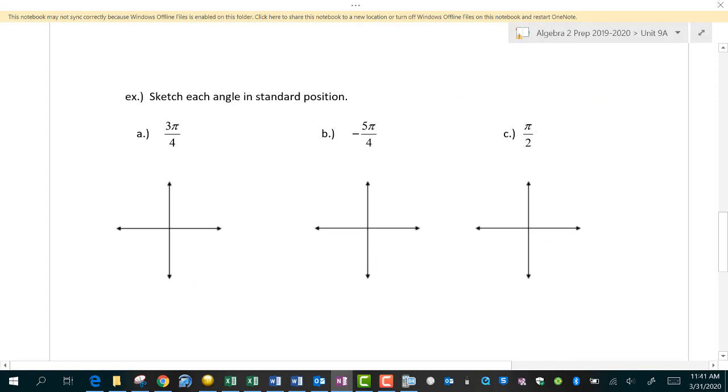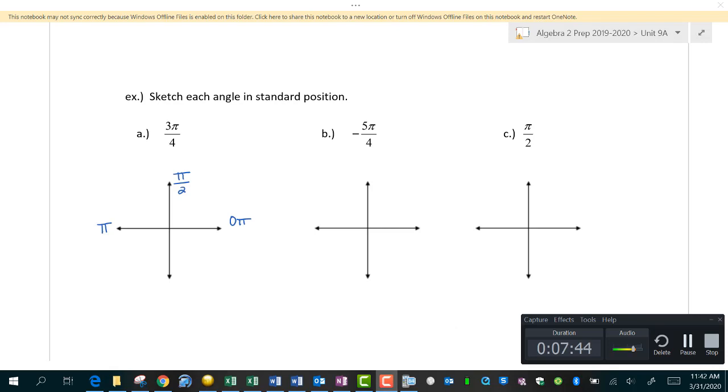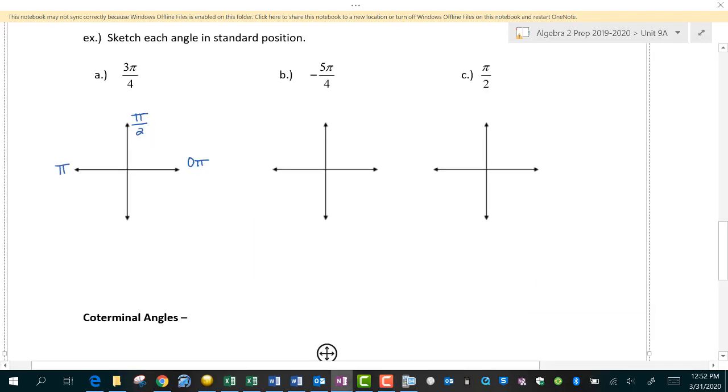Okay, now for graphing these angles in standard position. Kind of like we did with degrees, I'm going to use some key or reference points. So I start off with 0 pi. I know that a straight line is 180 degrees, or 1 pi. And that means that 90 degrees, or half of that, would be pi over 2. Then, if I want 1.5 pi, so we had 1/2, 1, next would be 1.5, or 3 pi over 2. And then finally, a full circle would be 2 pi.